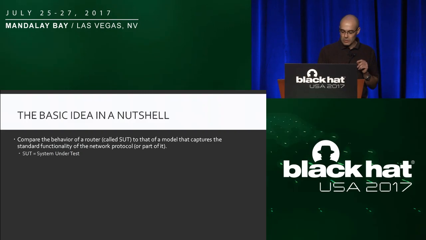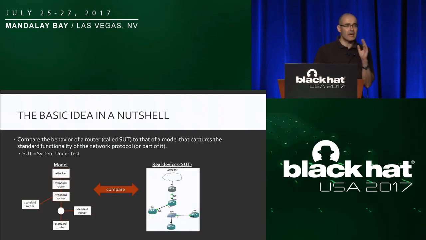Actually, what we really want to do is compare the behavior of a network model which captures the standard functionality of the protocol to a real network with real routers. If the behaviors of the two networks somehow mismatch for some reason, then we find a deviation.